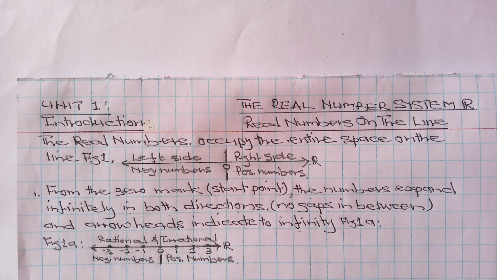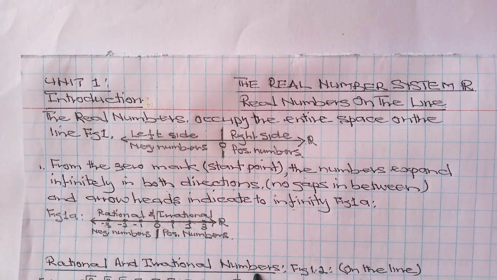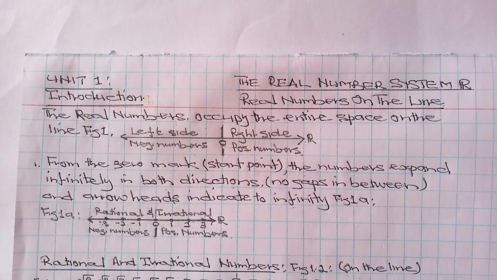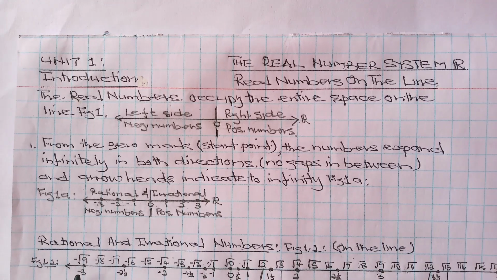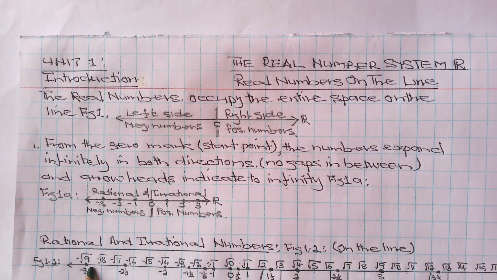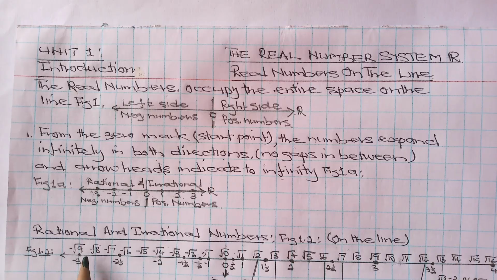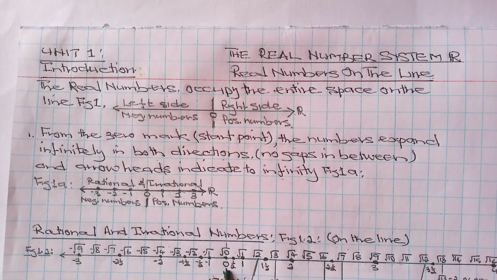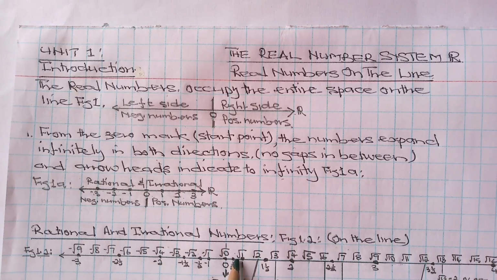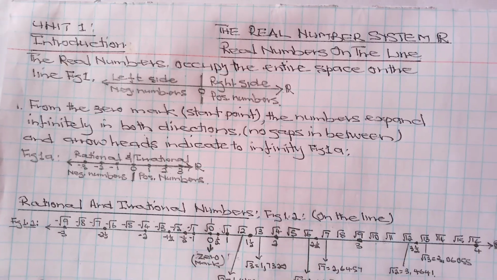Let's proceed. Let's look at rational and irrational numbers in a more refined way on the line. I'm using the radicals in order to show how rational and irrational numbers behave on the number line. Let us look at the start point. What I've done here is that I've used the roots to represent each and every number on the number line.